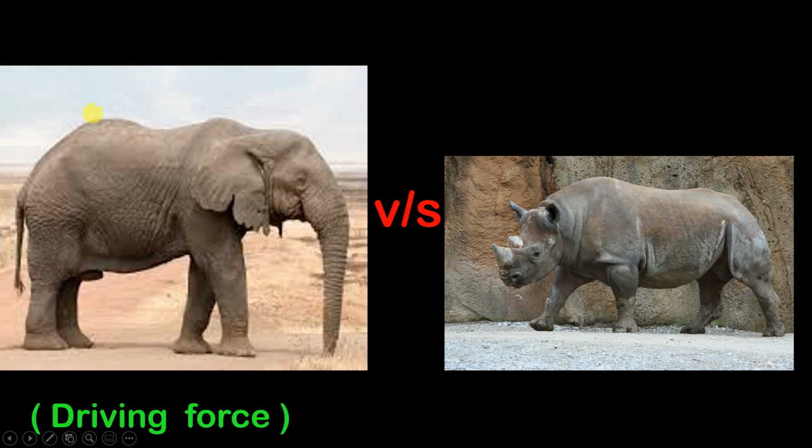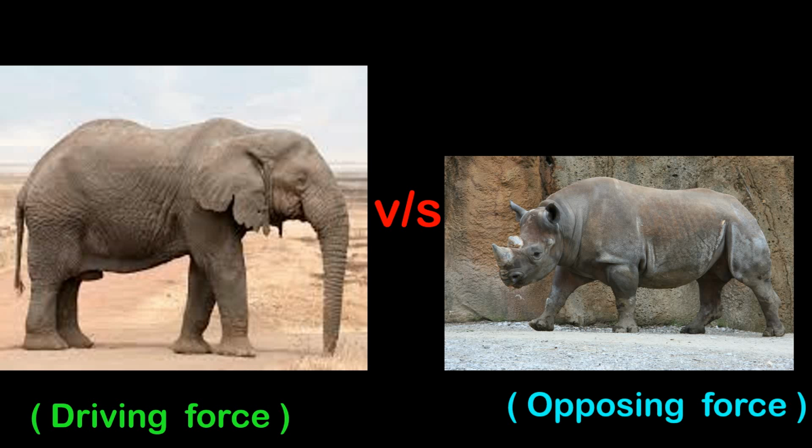Therefore we say that the force applied by the elephant in this case is nothing but the driving force, and the rhinoceros was also trying to pull the rope towards himself, which is obviously in the opposite direction to that of the elephant. Therefore we say that the rhinoceros was opposing the elephant, and we say that here the force applied by the rhinoceros is the opposing force.